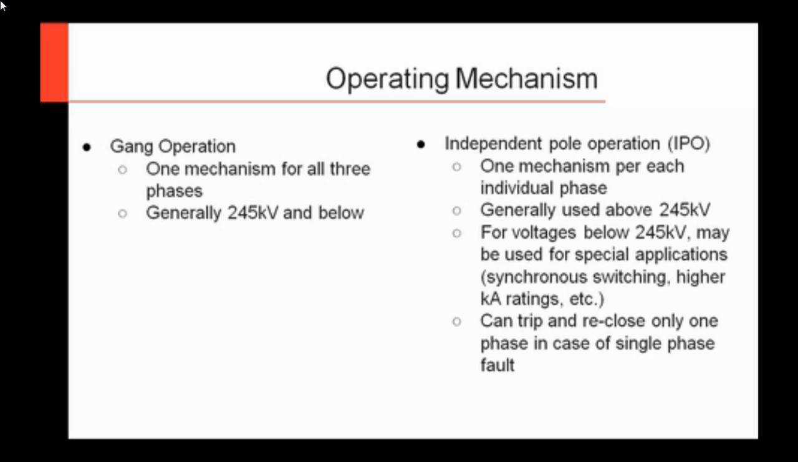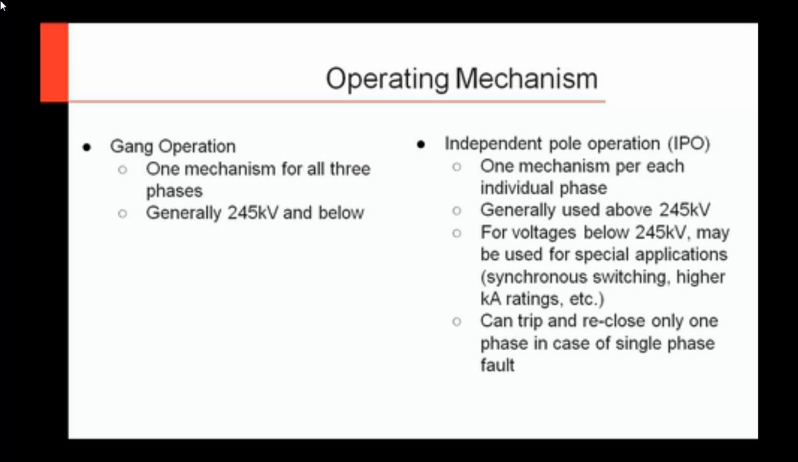And then when you get to higher voltages or special applications, you'll have something called an IPO circuit breaker, or independent pole operation. This means you have an actual mechanism for each phase. Generally, your 365 kV and above, you'll have those. But where you see them at 245 kV and below, it'll be in synchronous switching applications where you're actually closing one pole, staggered, so you have it closing at the zero crossing of each one, or opening on a reactor bank.